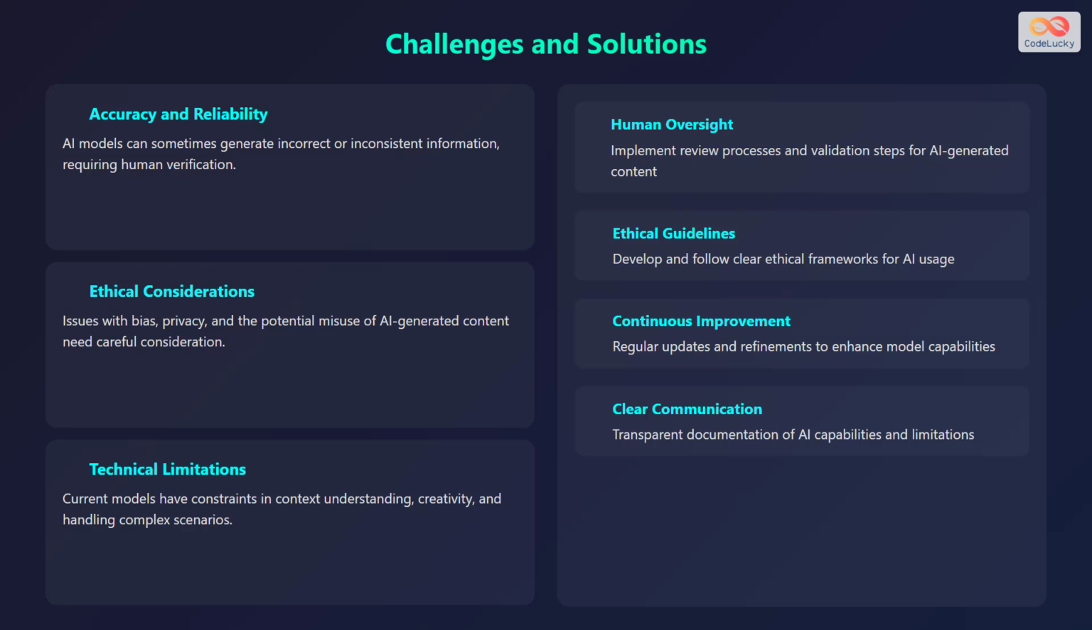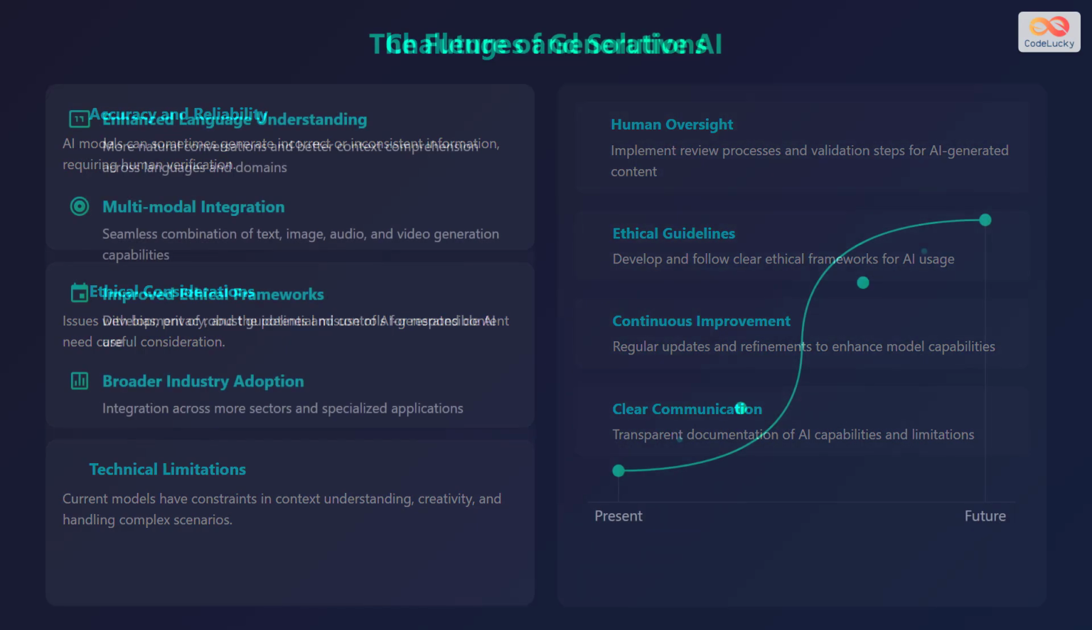Some solutions are human oversight: implement review processes and validation steps for AI-generated content. Ethical guidelines: develop and follow clear ethical frameworks for AI usage. Continuous improvement: regular updates and refinements to enhance model capabilities. Clear communication: transparent documentation of AI capabilities and limitations.